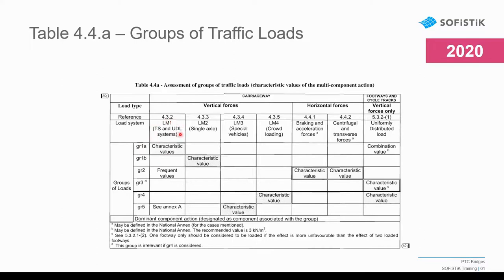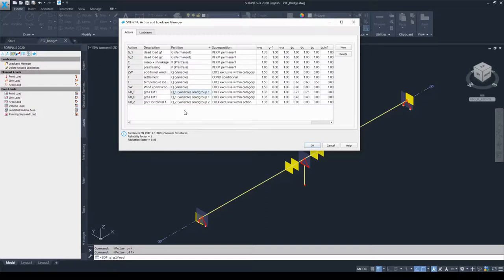The tandem and the UDL loads are assigned to action Q_1, and they are acting independently, for example, from the horizontal forces that are assigned to action Q_2. So once more, a subcategory means that the action Q_1 can work together with the variable action Q. Also, the other subcategory Q_2 can work together with the variable action Q, but Q1 and Q2 cannot work together with each other.